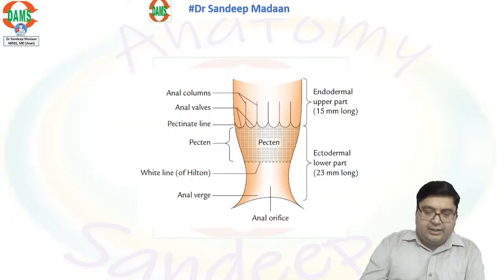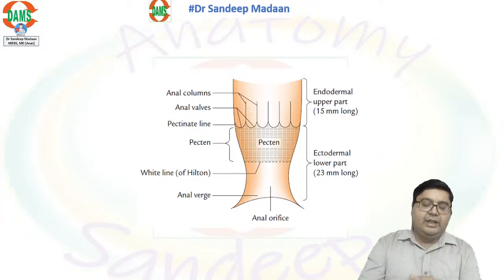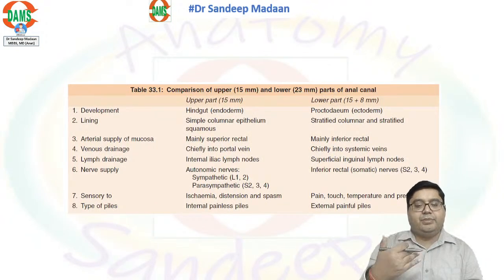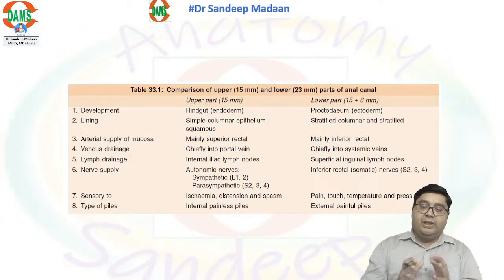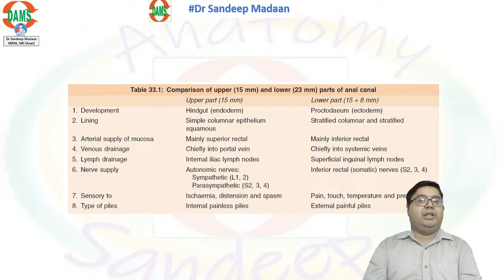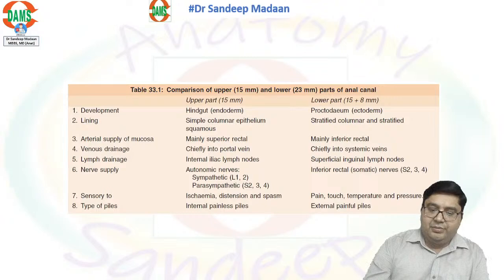And the anal canal, particularly three parts, upper, middle, lower, and we have the pectinate line. That is very important, because at the pectinate line we have the upper part and the lower part, which have contrasting features between the two, right? Everything is different: the development, lining epithelium, arterial supply, venous drainage, and that we should remember.